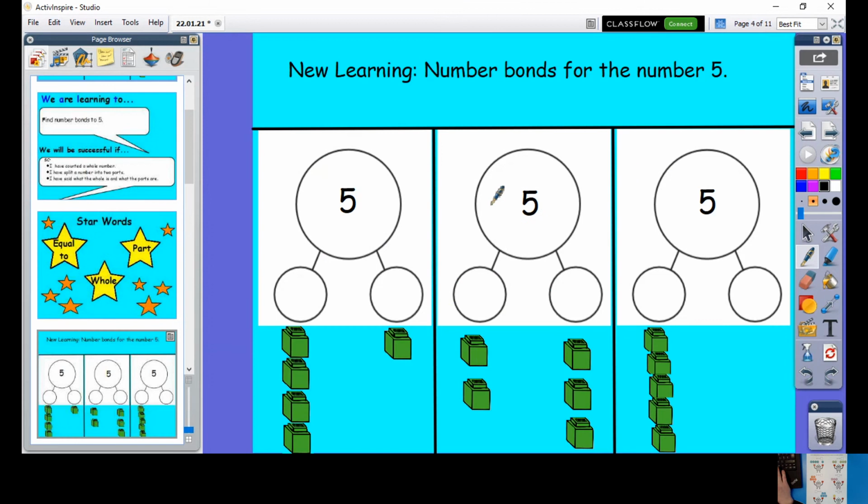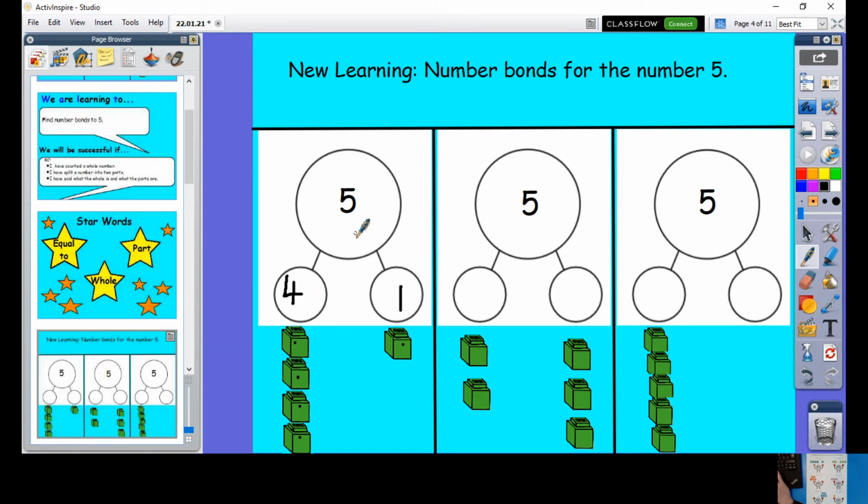Okay, my turn first. So, I know what my whole number is, but I need to fill in my parts. Okay, so I've got 5 here. So 5 is my whole number. How many have I got in this part, and how many have I got in this part? Right, 1, 2, 3, 4. 4 over here, and 1 over here. I can count on 4, 5. 4 and 1 makes 5.